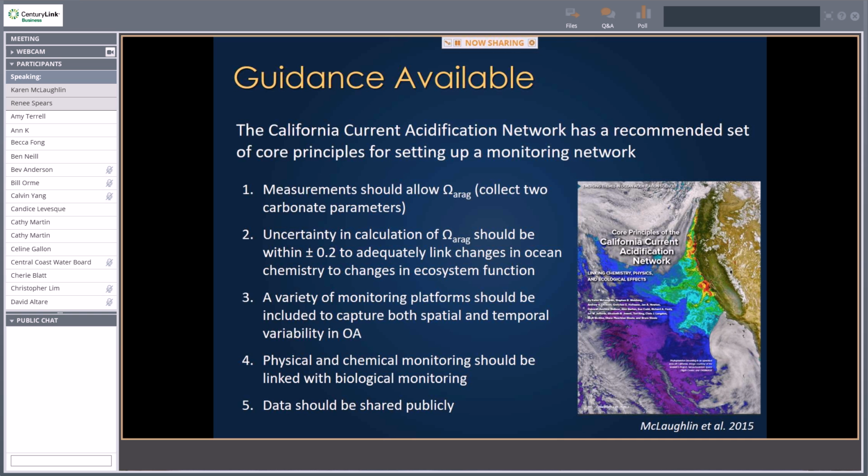So one of the groups that's trying to help set up different programs for monitoring is the California Current Acidification Network, or CCAN, and they have a guidance document out, available online, with five core principles outlining how a large-scale network can be developed by integrating numerous local efforts. I'm not going to read you all the different principles here, but the main points are that you need to collect data that's similar enough, and similar enough in quality, that the data can be shared and applied more broadly to map out more broad regional scale effects of ocean acidification.